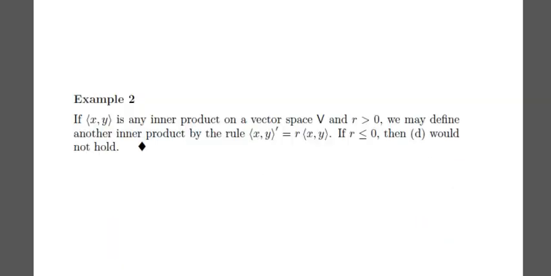Second example: if x, y are any two vectors in a vector space V with an inner product defined as the inner product of x, y, and if you have any positive number r, then we may define another inner product using the previous inner product as r times the inner product of x, y. All four properties of an inner product will be satisfied by this new inner product. But if r is less than or equal to 0, the fourth property won't be satisfied. So r must be greater than 0.